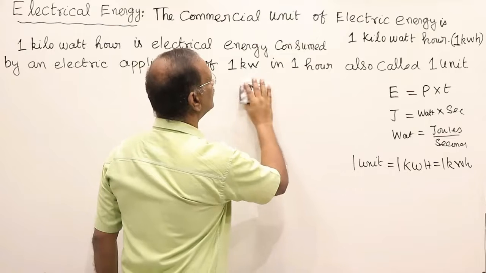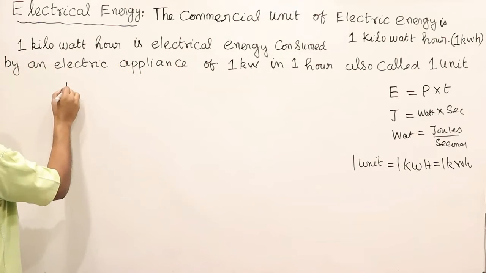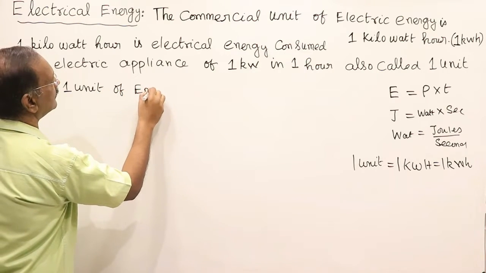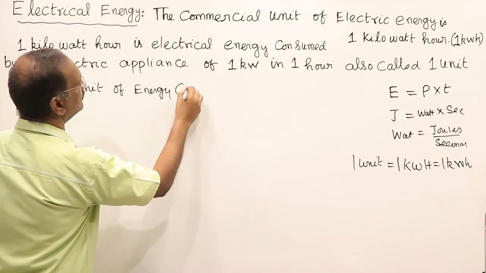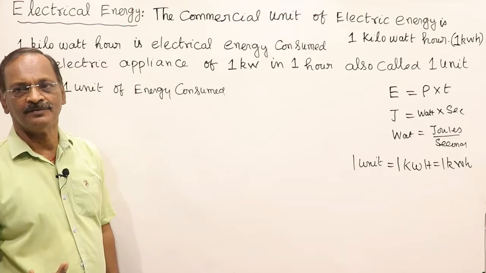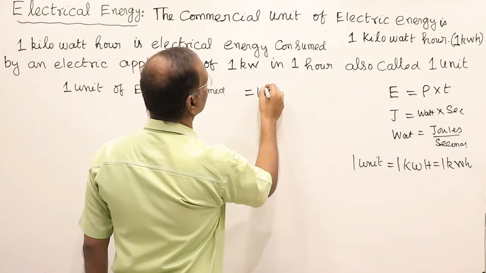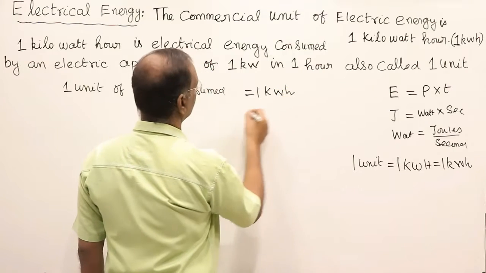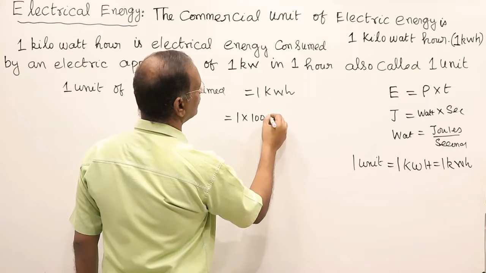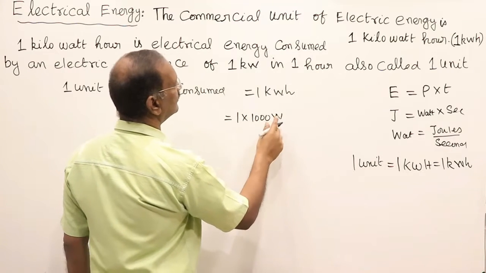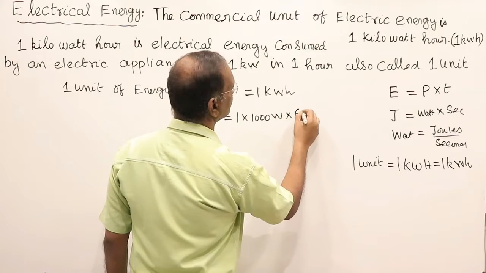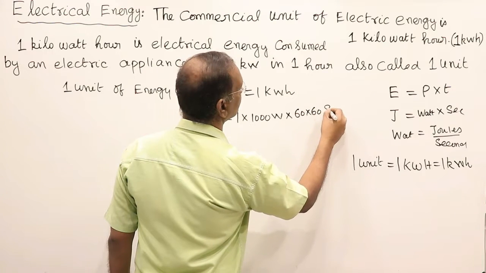Now let us define what is 1 unit of energy. 1 unit of energy consumed by us, that is by domestic users, is equal to 1 kilowatt hour. So this is equal to 1 kilowatt, where kilo means 1000, so 1000 watt, into hour, that is 1 hour is equal to 60 into 60 seconds.